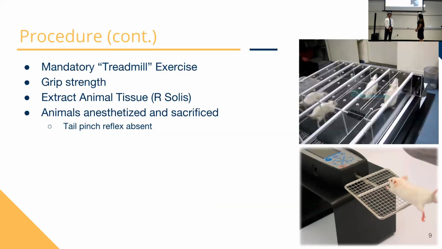So when the rat was injected with doxorubicin, 5 days later, they were sacrificed. They were first anesthetized, meaning that they were put to sleep, and then in order to continue with the procedure, their tail pinch reflex had to be absent. This means that when Dr. Hydock pinched the tail, we didn't want the rat to have any reaction at all, so that we are able to extract both the EDL and the soleus.